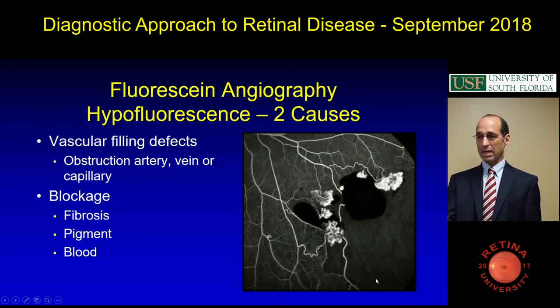And this is a picture from last month. So this is a patient we showed with Coates disease. So you can see a large area where there's blockage, but also you see the blood, where there's non-perfusion and there's median vascularization, and then you can see the blood.